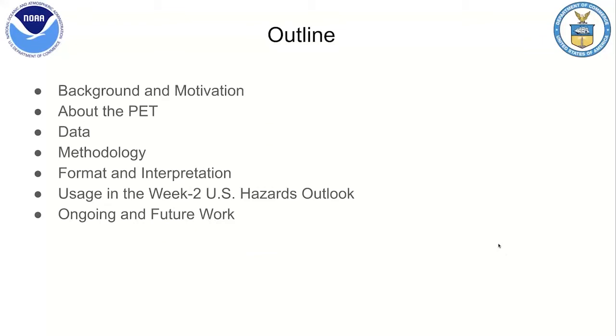So here's my outline. I'm going to give a little bit about the background motivation for the tool itself. Talk about the PET, that's the acronym I have so that it's not as long to say probabilistic extremes tool. Discuss the data sources that we have for the tool, the methodology, also some format interpretation of the tool, and how we use it in the Week 2 US Hazards Outlook, which Brad did cover. And then talk a little bit about the ongoing and future work for the extremes and hazards.